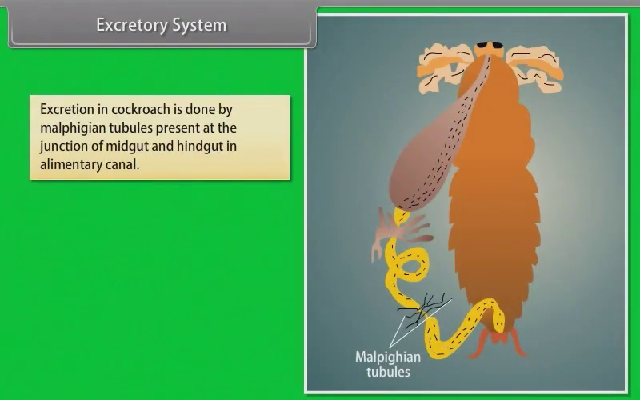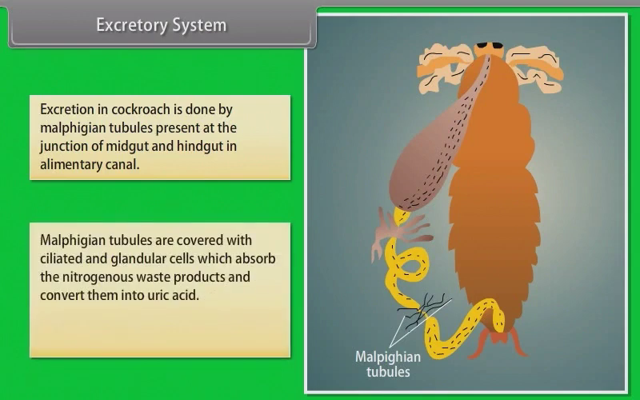Excretory system. Excretion in the cockroach is done by Malpighian tubules present at the junction of midgut and hindgut in the alimentary canal. Malpighian tubules are covered with ciliated and glandular cells which absorb the nitrogenous waste products and convert them into uric acid. This type of excretory system is known as uricotelic.